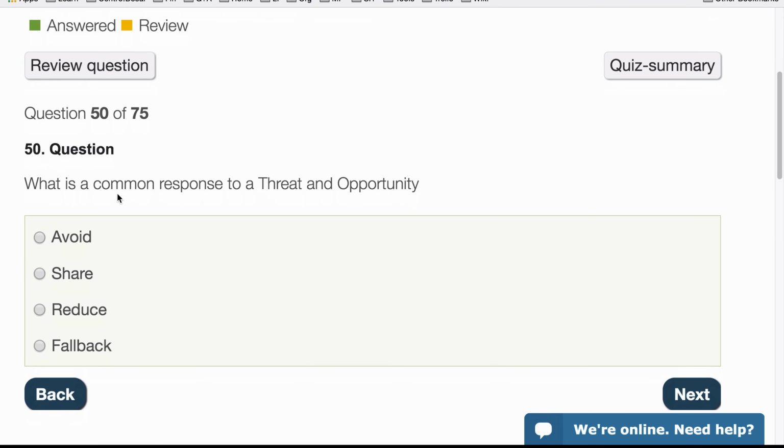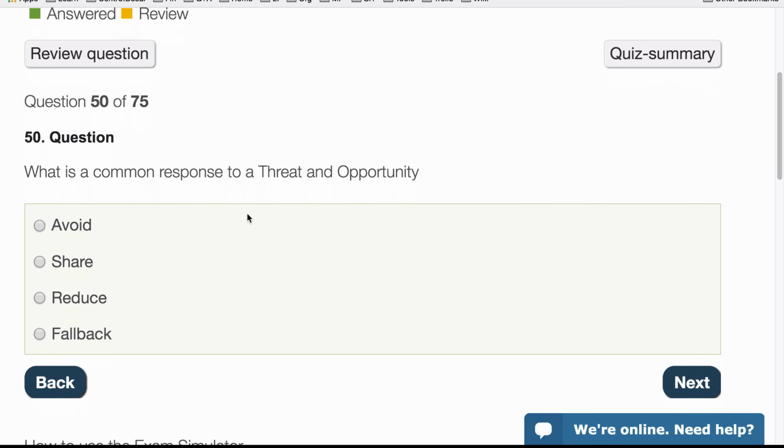Question. What is a common response to a threat and opportunity? So it's a common response for both the threat and opportunity. So avoid, share, reduce, and fallback. Avoid, well, this one is share, because avoid, we have a different word for opportunity. We can reject it. And reduce for opportunity, no, we don't have that. And fallback, no. So it's share.